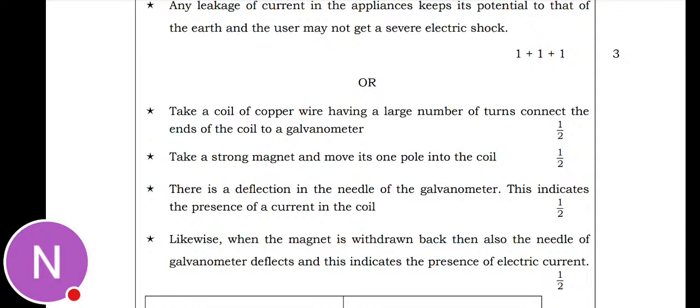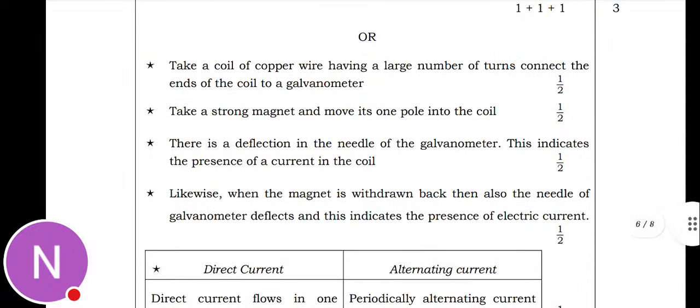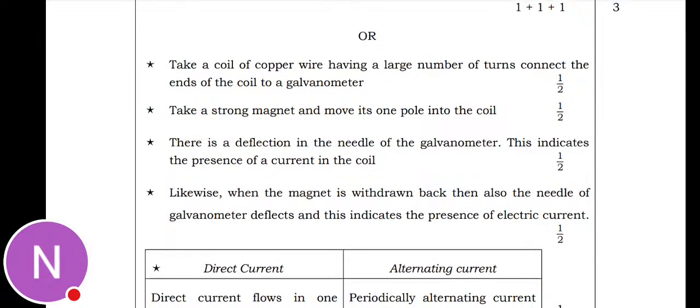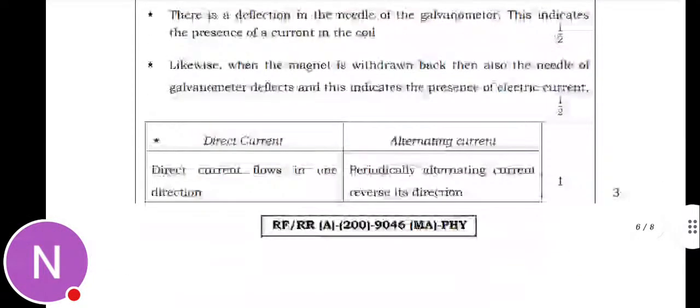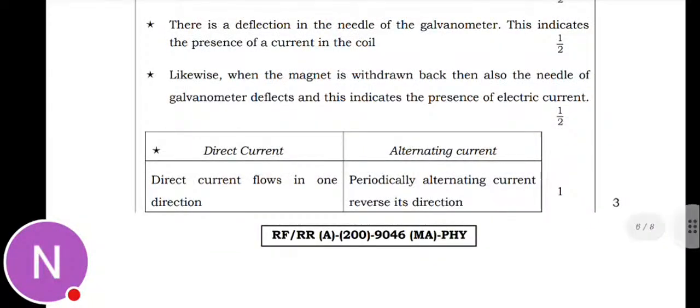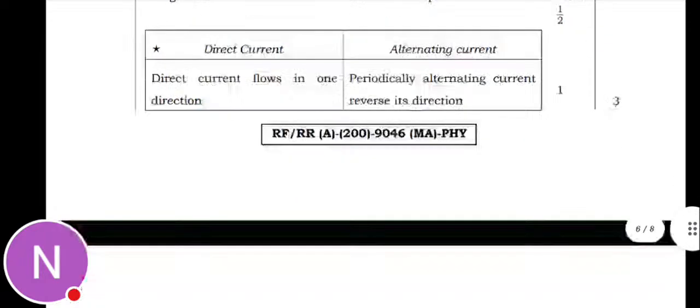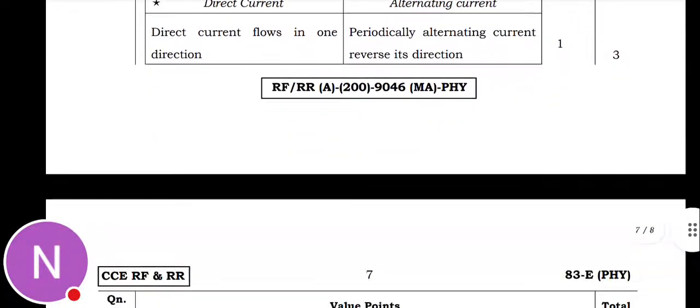Likewise, when the magnet is withdrawn back, the needle of the galvanometer also deflects, and this indicates the presence of electric current. Half a mark for each, so therefore you will get 2 marks. Next is the difference they are asking, direct current and alternate current. Direct current flows in one direction. Alternate current reverses its direction also. So totally you will get 3 marks.